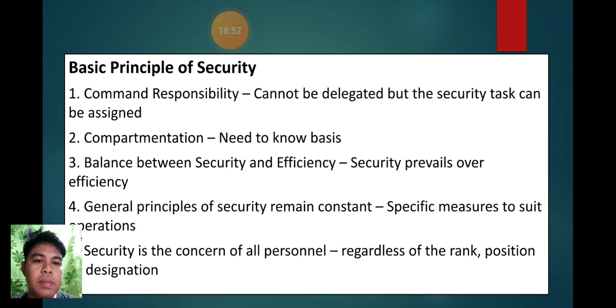So number 3, balance between security and efficiency. Security prevails over efficiency.